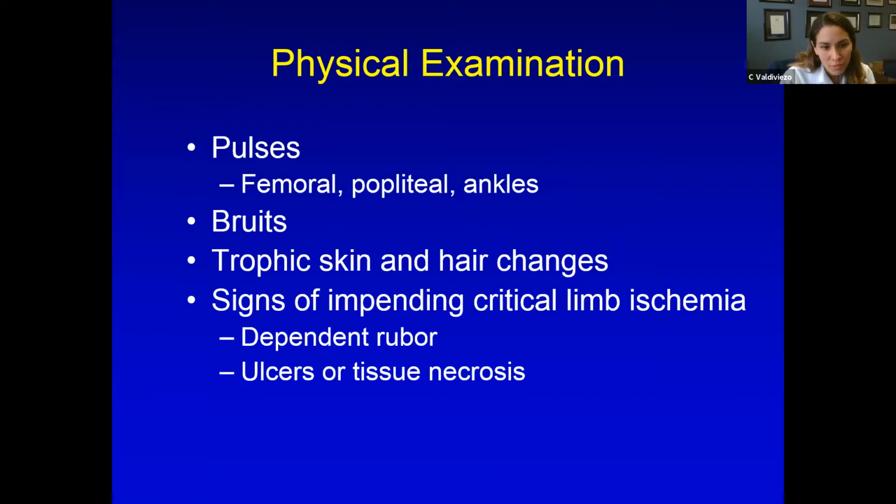Then there are some signs of impending critical limb ischemia, important not to miss, of course: dependent rubor, ulcers, or tissue necrosis. Often it's accompanied by pain, but it doesn't always have to be. But if you see red, swollen changes of the skin, along with diminished pulses, it's something you should be concerned about, of course.